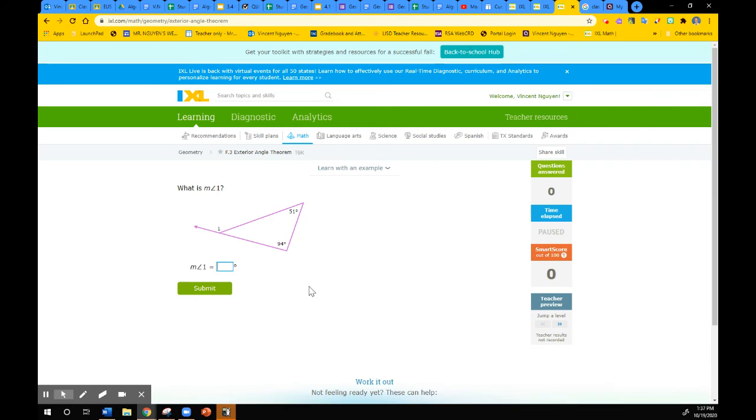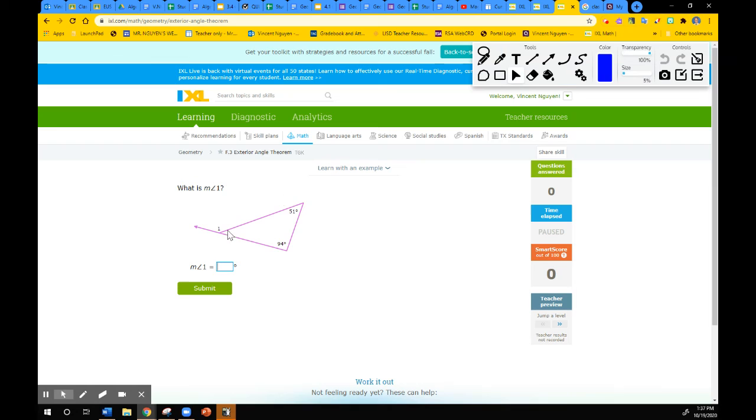So the next one is talking about the exterior angle theorem. The exterior angle theorem states that the exterior angle is equal to the two remote interior angles. So remote means it's not next to it, right? So remote means it's far away. It's kind of like your remote control for your TV. It sits far away from your TV. So those are the remote interior angles. Okay, so it's far away from that angle.